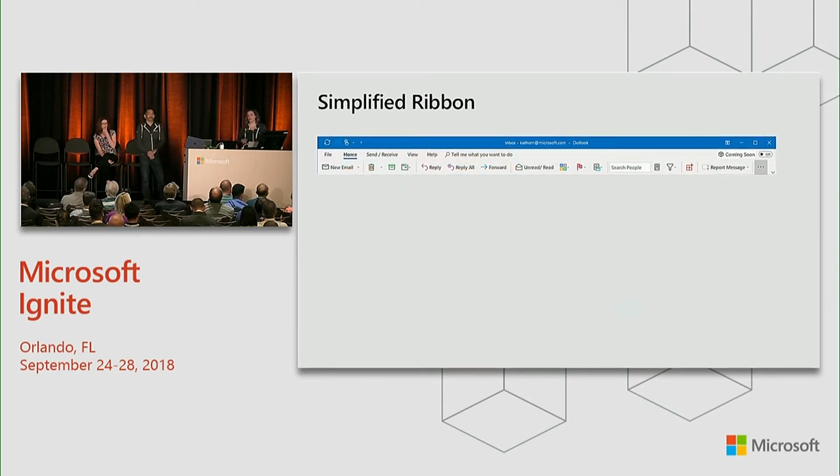So an example of this, I'm going to show you the simplified ribbon that we just released. The simplified ribbon is really a goal of ours to make Outlook for Windows less complex. We took the original ribbon, streamlined it into one row of commands. And we originally started this design with the most commonly used commands in the ribbon. And it's not that many, to be totally honest.